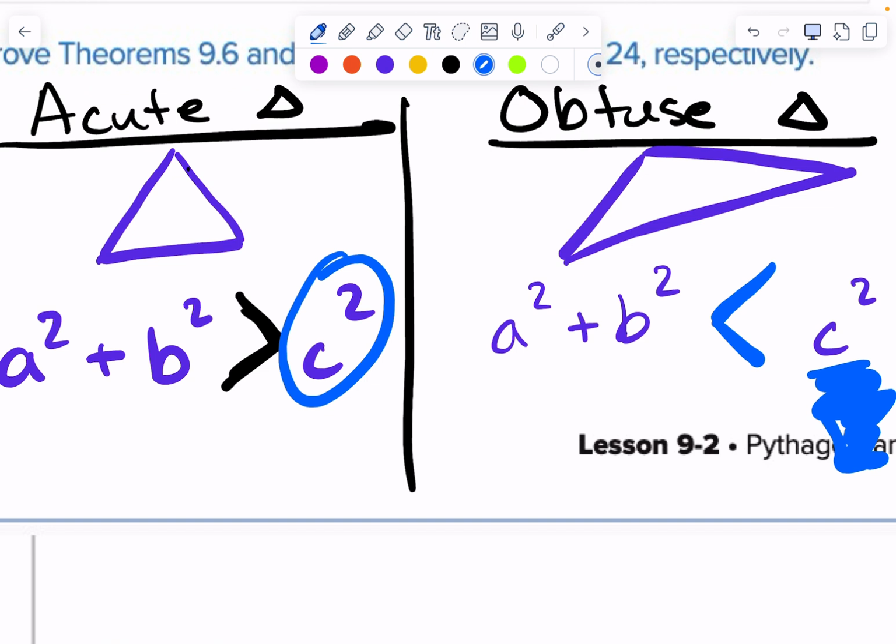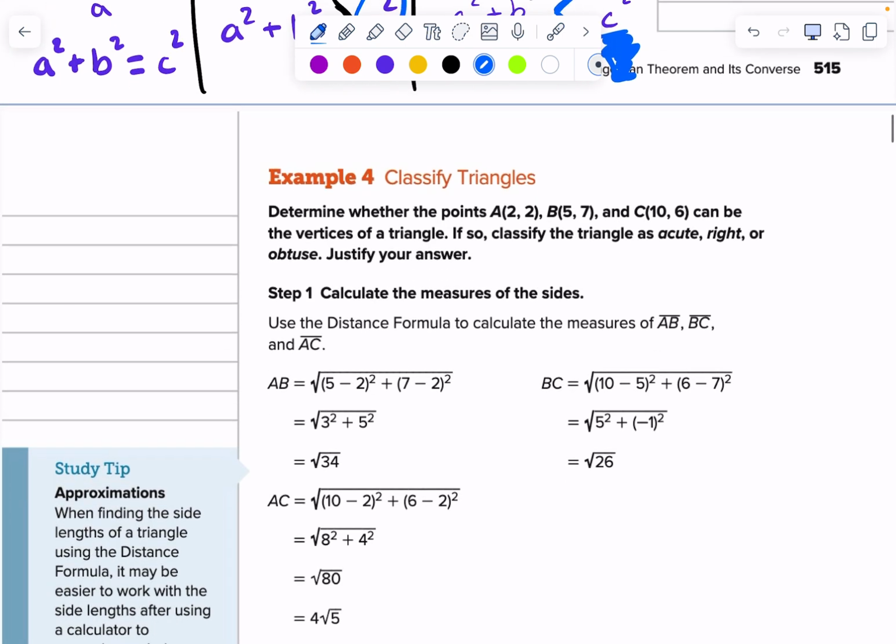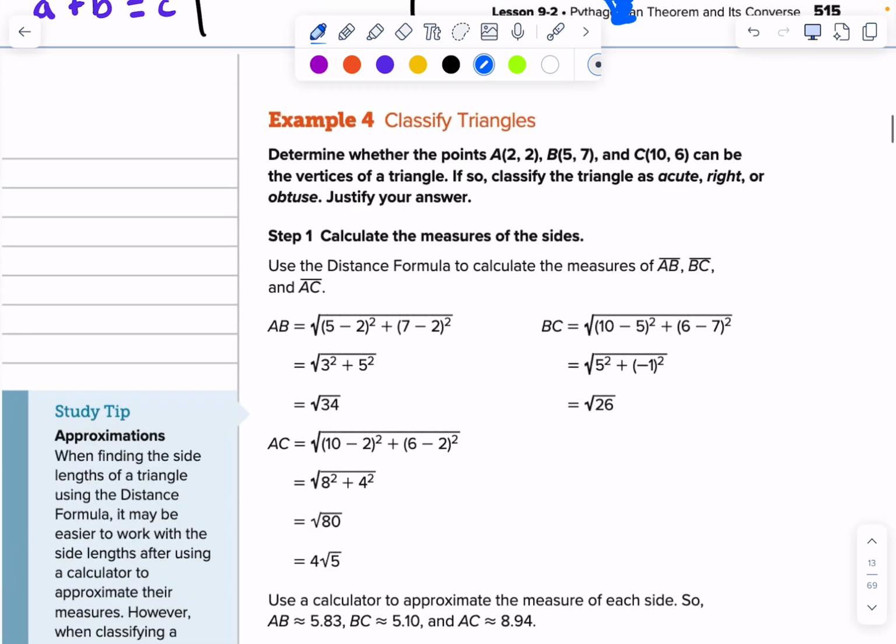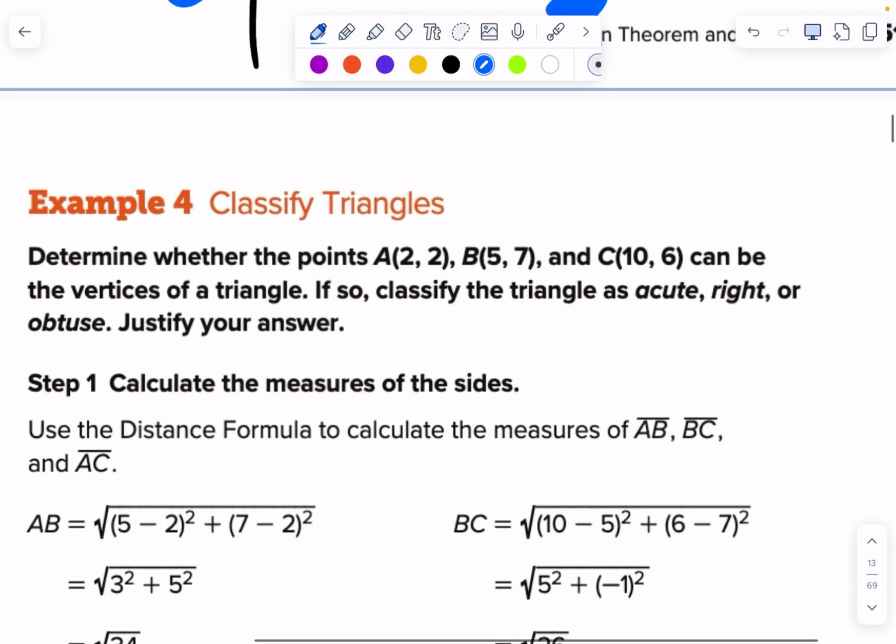We haven't done that ever before, probably in another math class. So that's how you use the Pythagorean theorem elsewise. Got it? Okay. All right, here we go. Example 4, this is the last one, and then we're done. Determine whether these guys make an acute, a right, or an obtuse triangle.